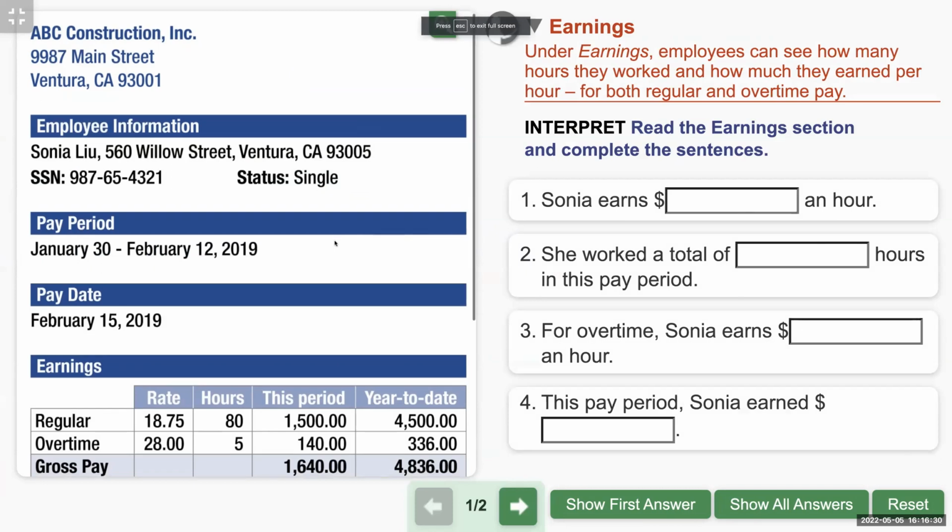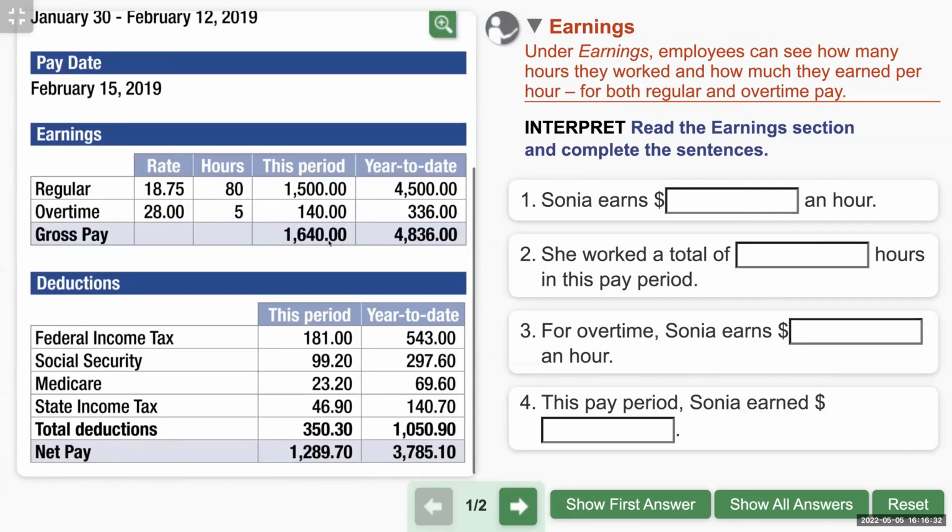Now we're going to go ahead and look at her earnings. Under earnings, employees can see how many hours they worked and how much they earn per hour for both regular and overtime pay. So I want you to locate in her pay stub, how much does Sonia earn? Meaning how much does she get paid? What is her rate an hour? 2, she worked a total of how many hours in this pay period?